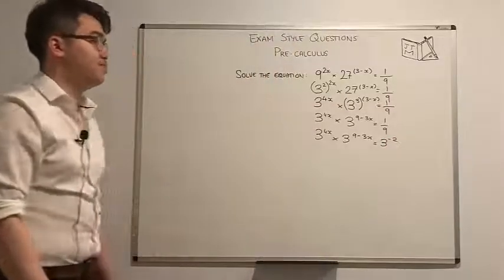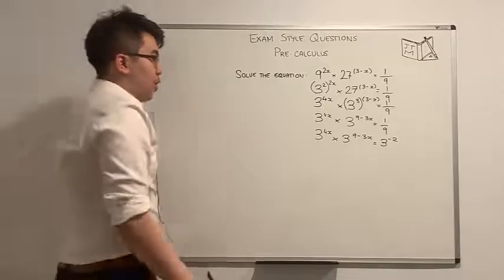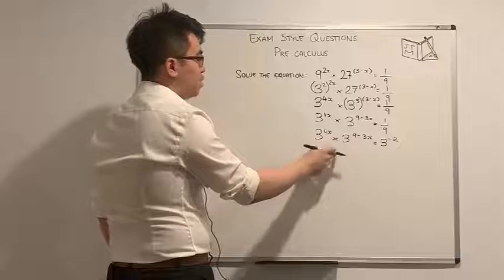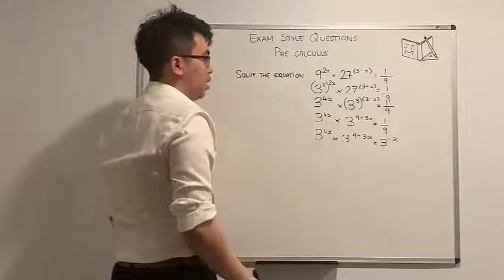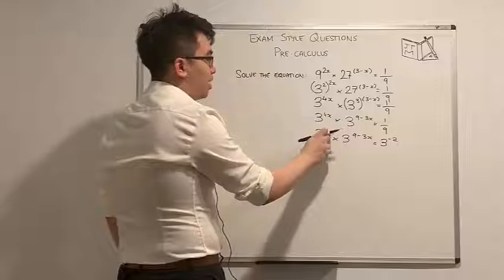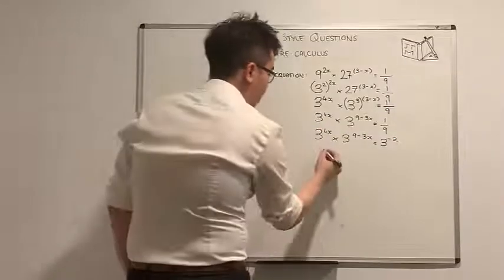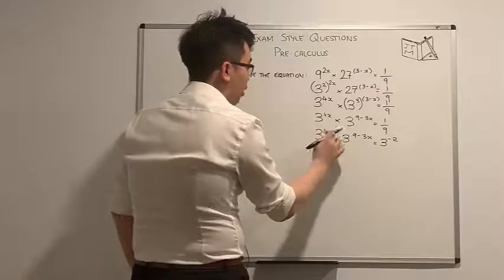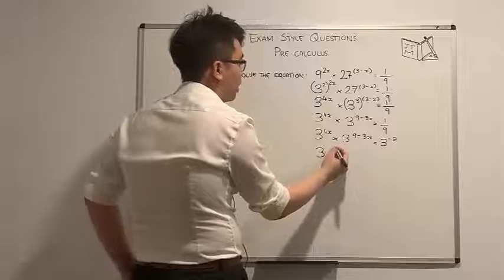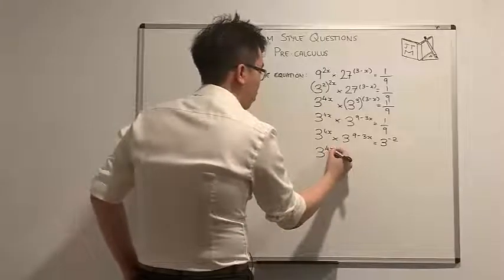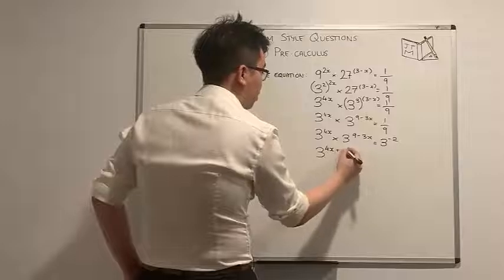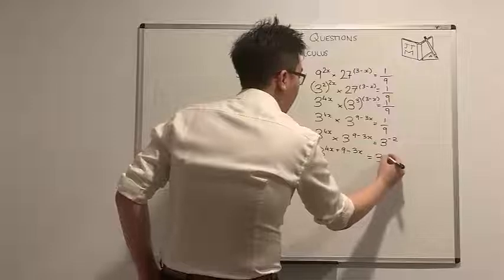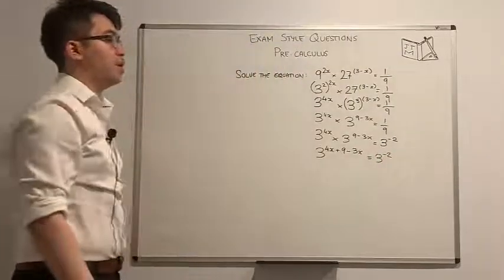Then we'd have that. Now I'm going to use another law of exponents, saying that when I multiply two bases of the same base, or two numbers of the same base, I can go ahead and add these exponents together, which means that we're going to be left with a single base 3 here, and we're going to add 4x with 9 minus 3x. And this side remains the same, 3 to the power of minus 2.